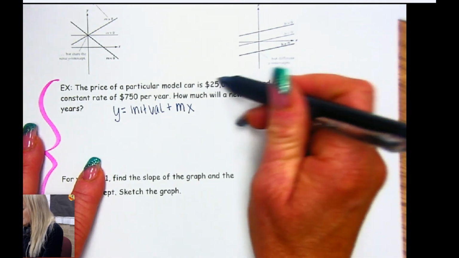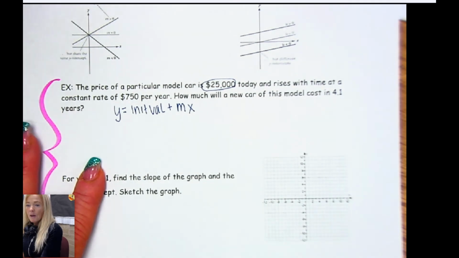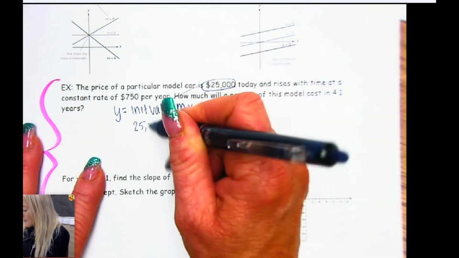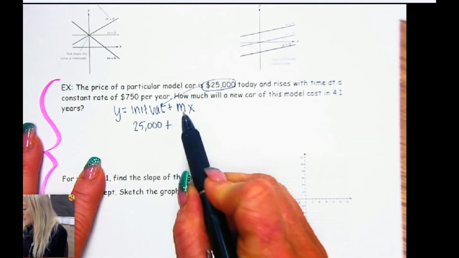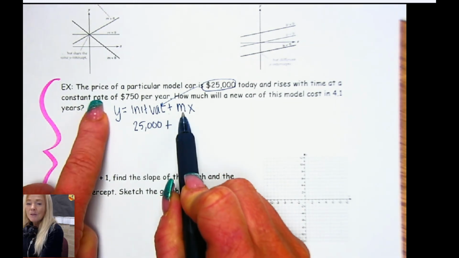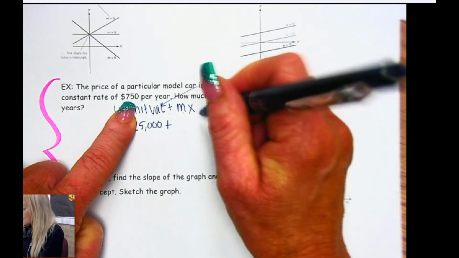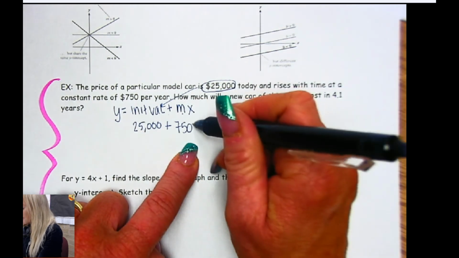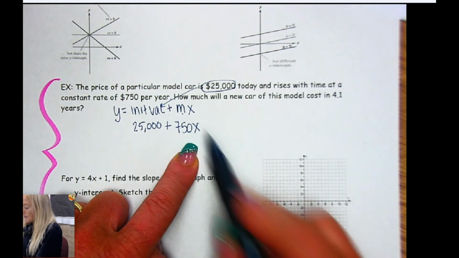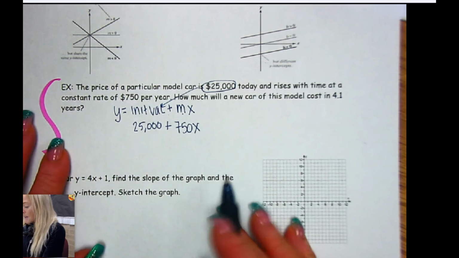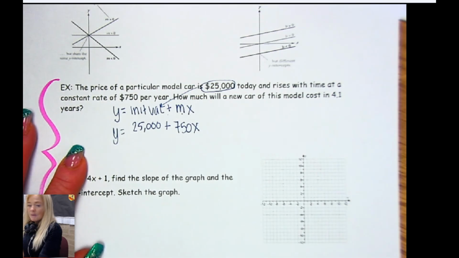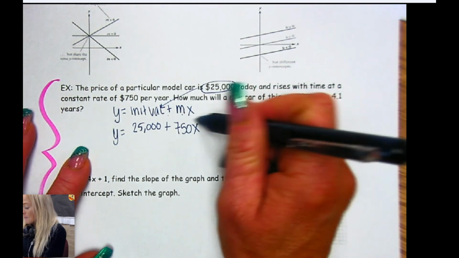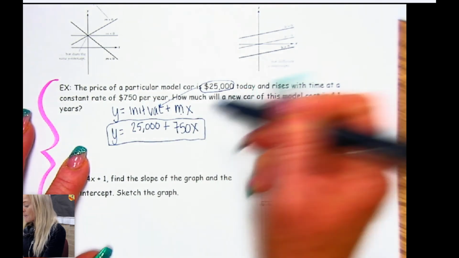So this $25,000 is your initial value, right? That's what the car is worth today. So that's going to go in the spot for initial value, $25,000. And then we need to add to it the rate of change. And this just tells you a constant rate of $750 per year. So that's our m. And then we have our independent variable as our x. And that's going to be y equals 25,000 plus 750x. So if that's your model, you're going to use that first, and your homework will ask for that first.